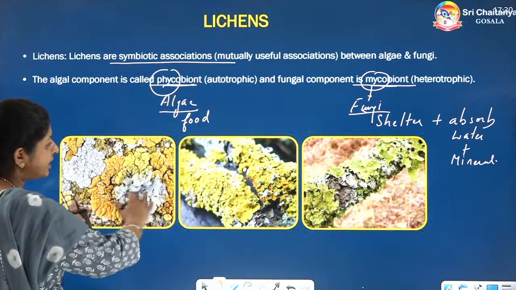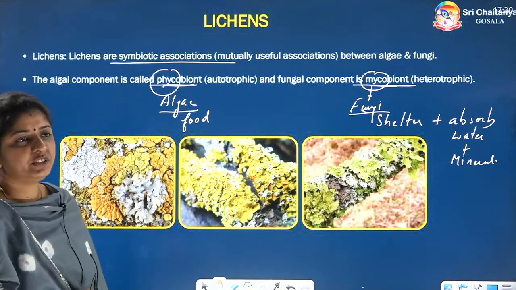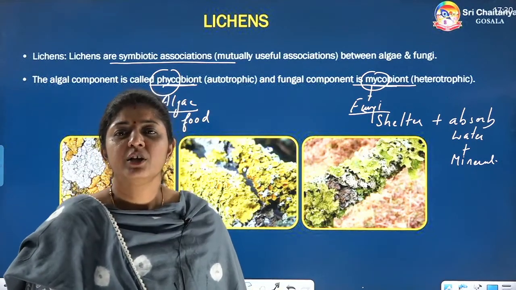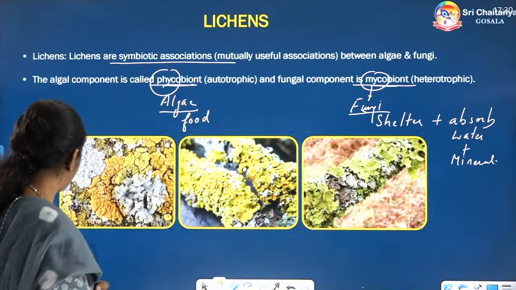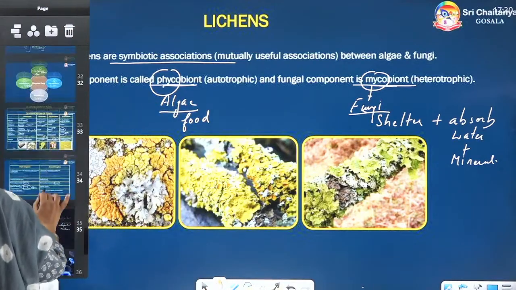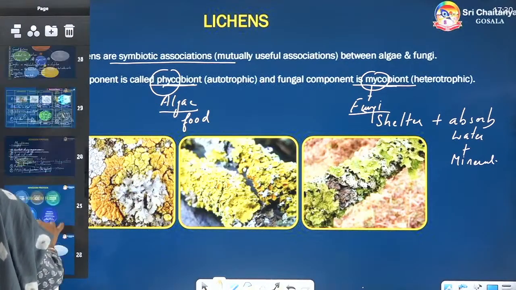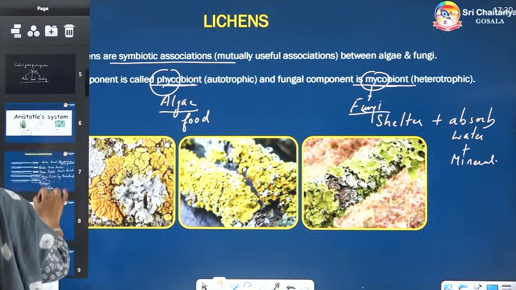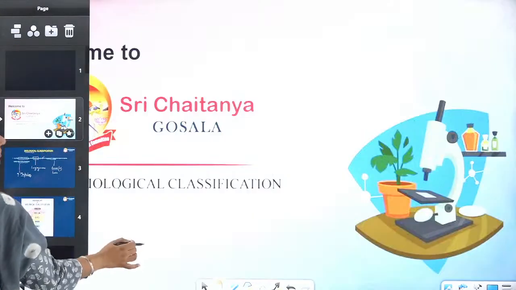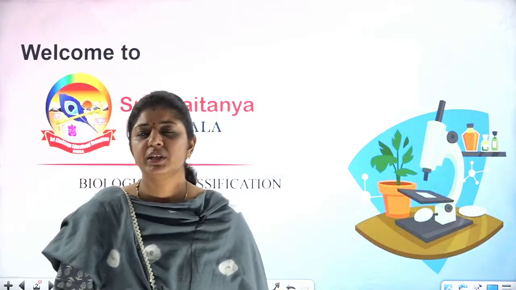Some pictures are in front of you. It is of the lichens, right? Okay. So this is all about our topic, biological classification, right? So there we have discussed all about the main groups and their features about biological classification.